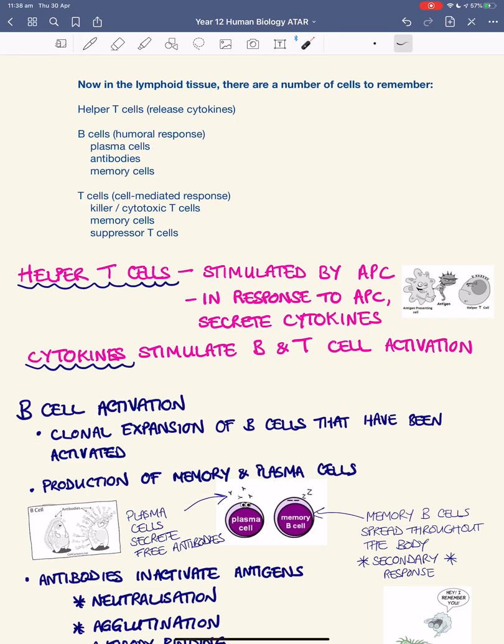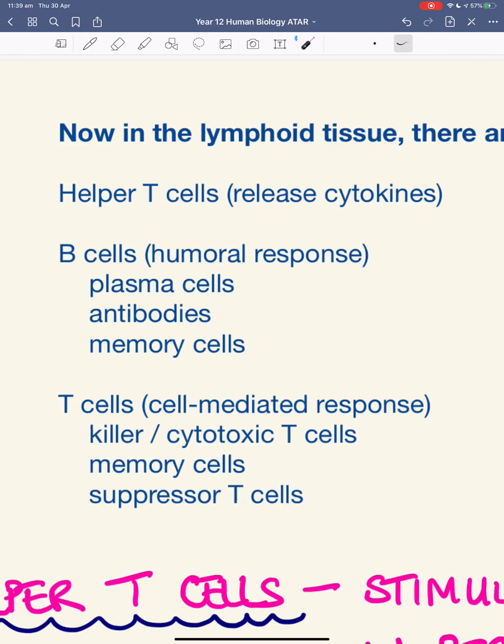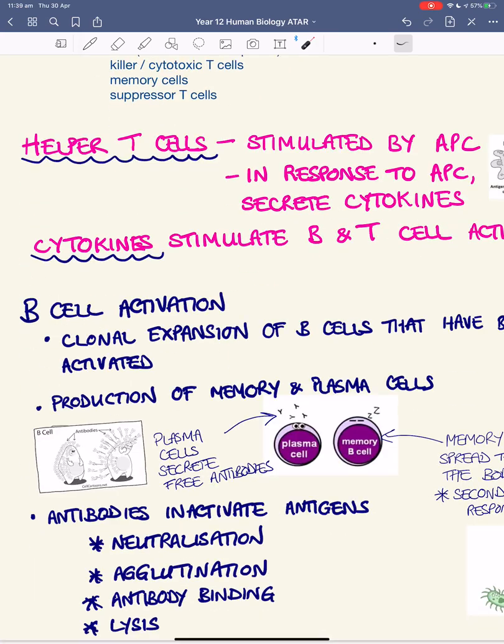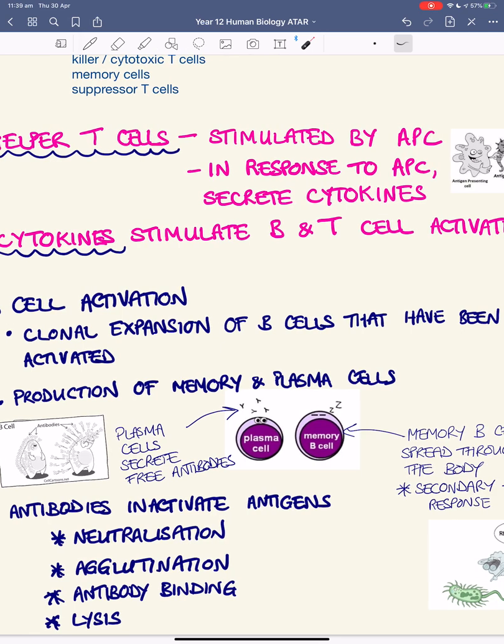So let's go on to look at B cell activation. Up here, just to remind you, our key words: B cells, plasma cells, antibodies or free antibodies, and memory cells. B cell activation starts with something called clonal expansion. Clonal expansion is essentially just rapid mitosis. This B cell that has been stimulated and activated will produce lots and lots of copies of itself. It does that so that it can then go on to produce plasma cells and memory cells.